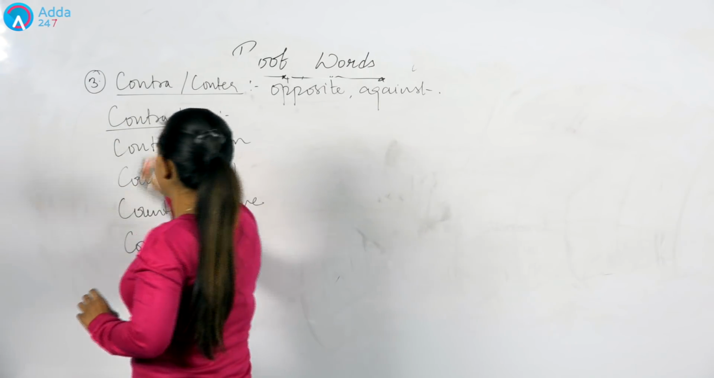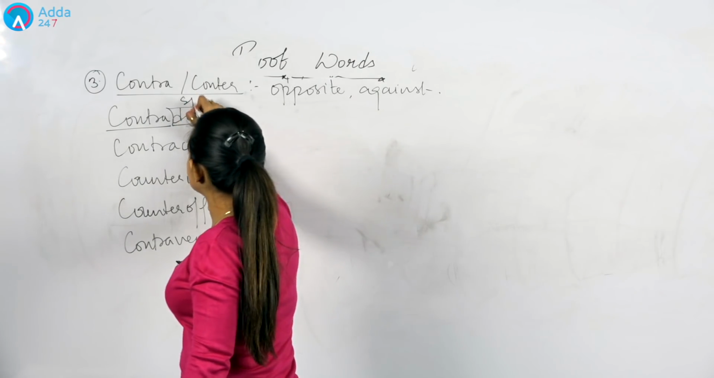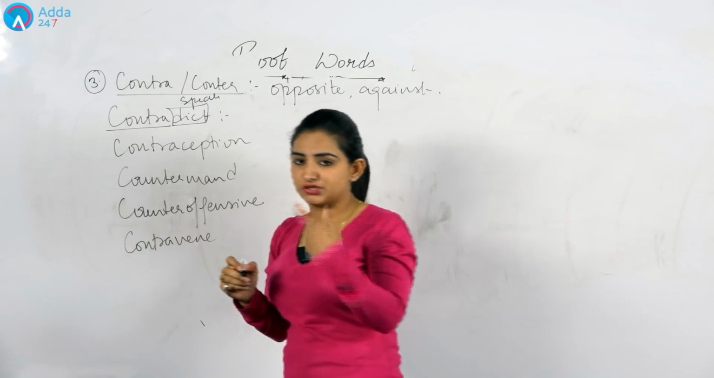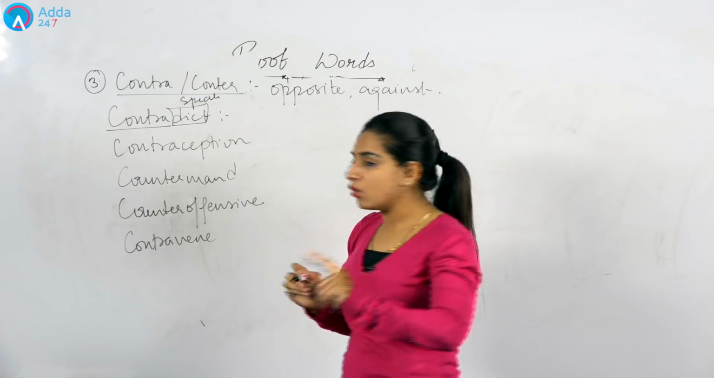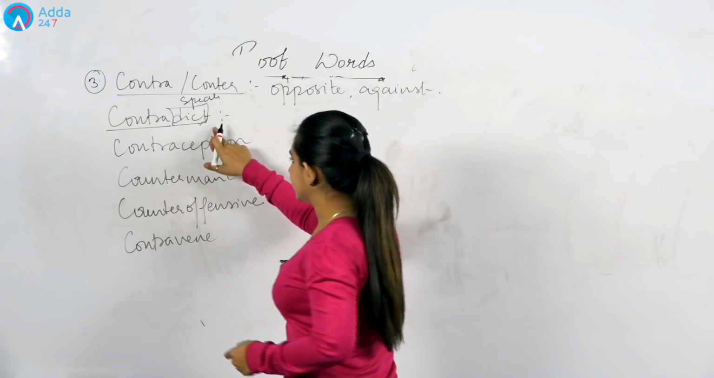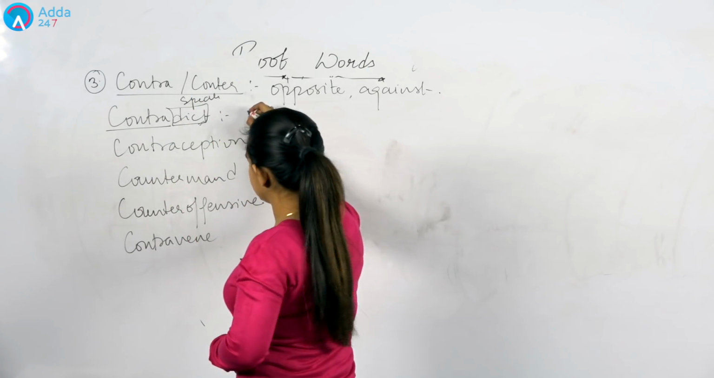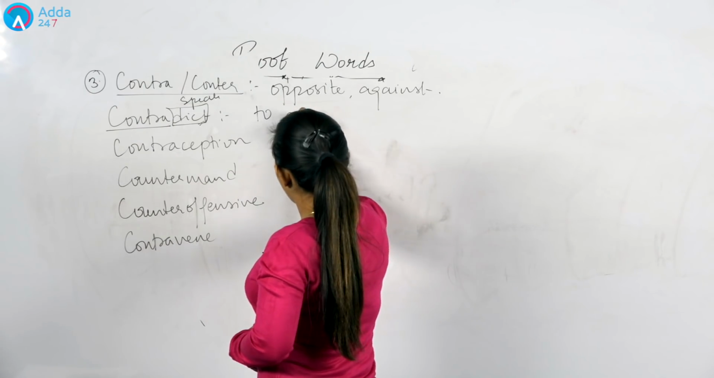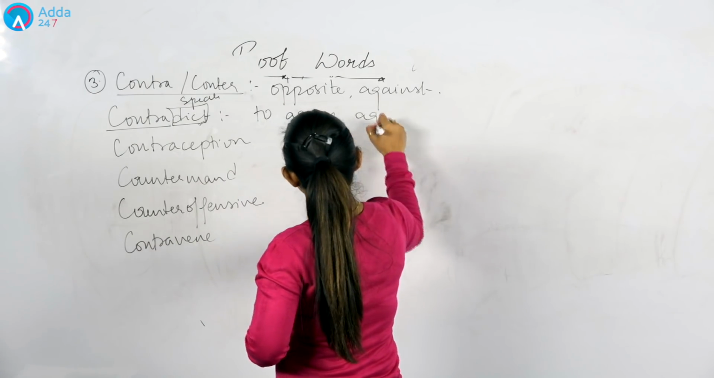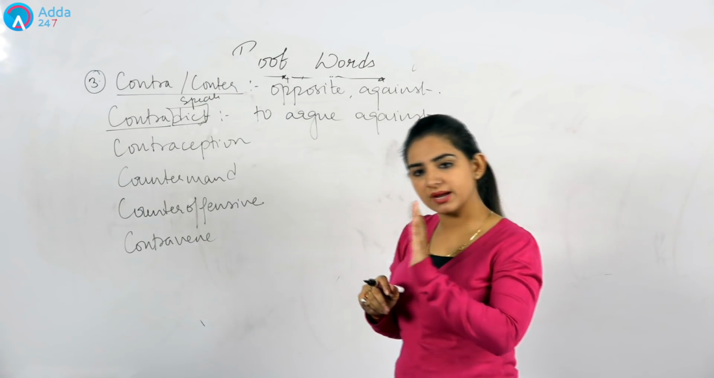First, contra means opposite. Dict is what we mean by speak, as we have dictation, as we have dictate. So all the words are related to speaking, speech, right? So contradict, what does this mean? When you speak against something, it means to argue against. When you debate against something, that is what we mean by contradict.